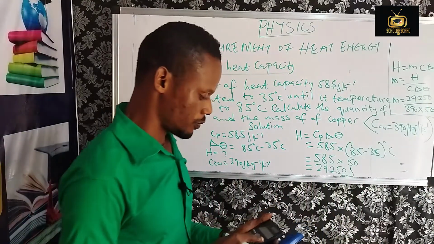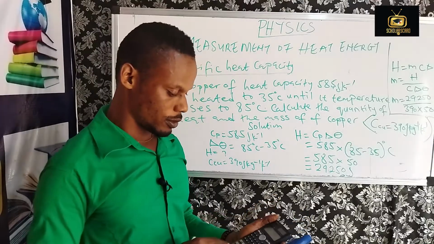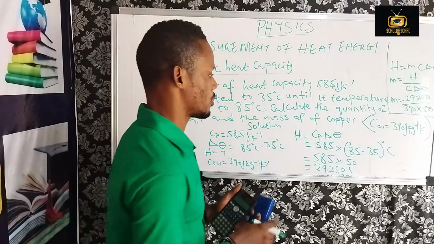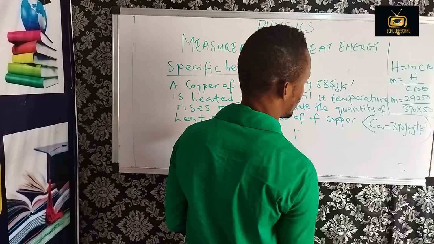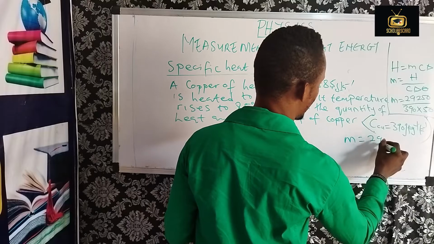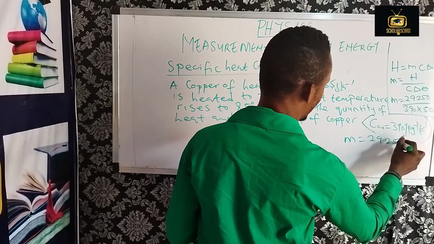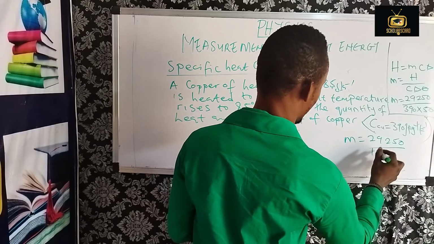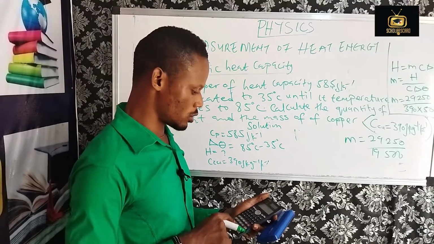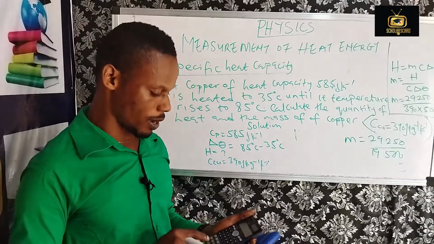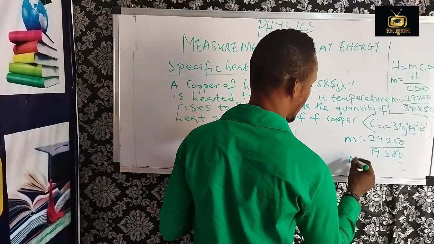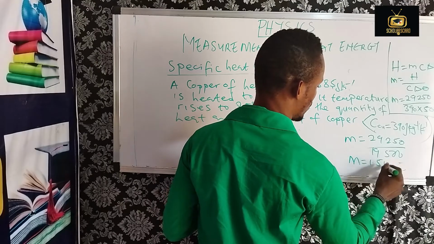Now let us do it. 390 multiplied by 50 gives 19,500. The mass equals 29,250 divided by 19,500. So we have the mass at 1.5. So the mass of copper is 1.5 kilograms.